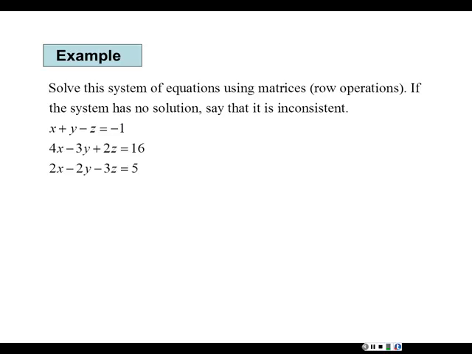When you do the matrix operations, even if your operations are right, you may see that one of the rows becomes 0 all the way from left to right. Everything becomes 0. That means this system has no solution. This is an inconsistent system.